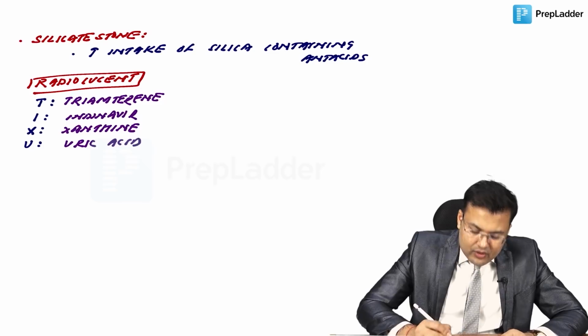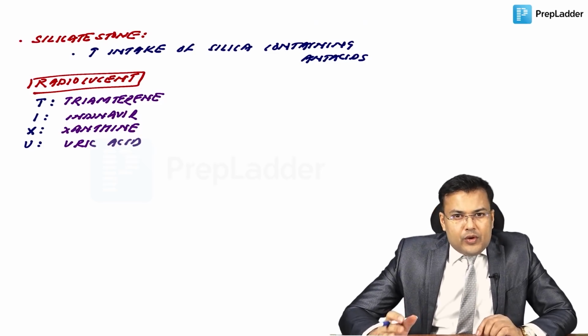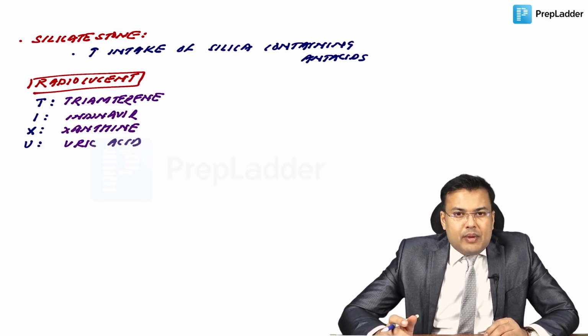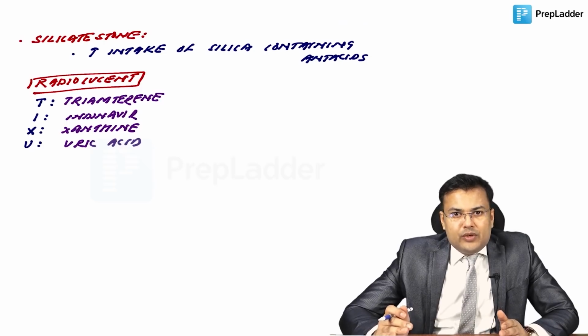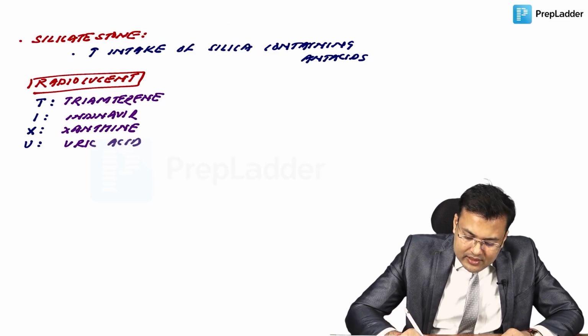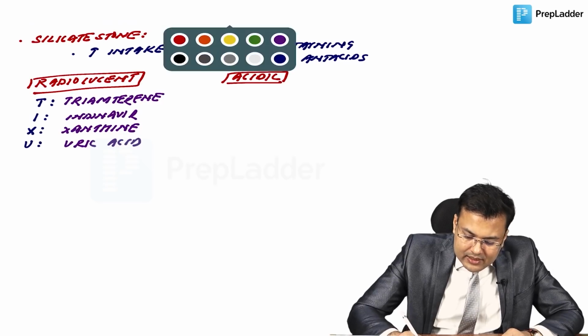Okay, one question. Second, which stones are acidic? How to remember? The mnemonic is CCU is acidic. So what are the acidic stones? The mnemonic is CCU.